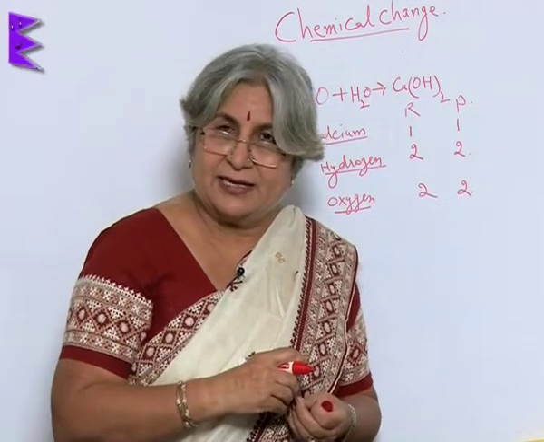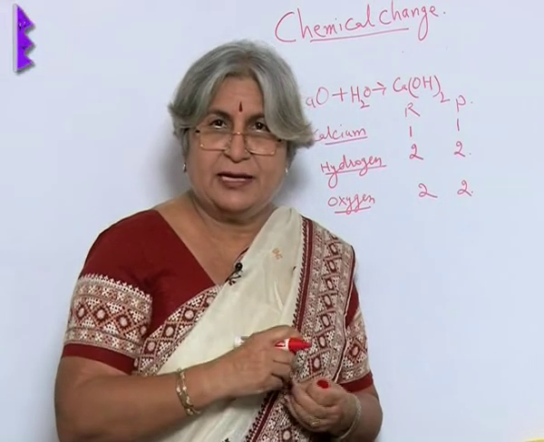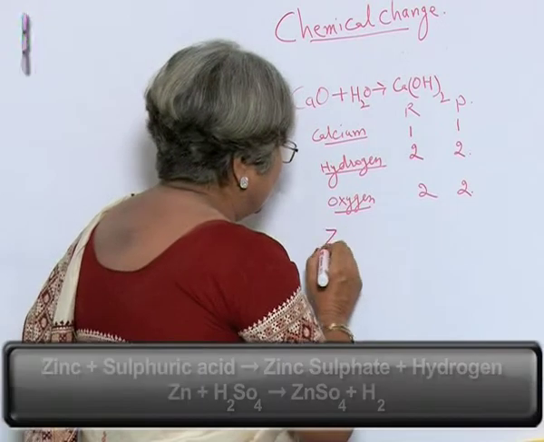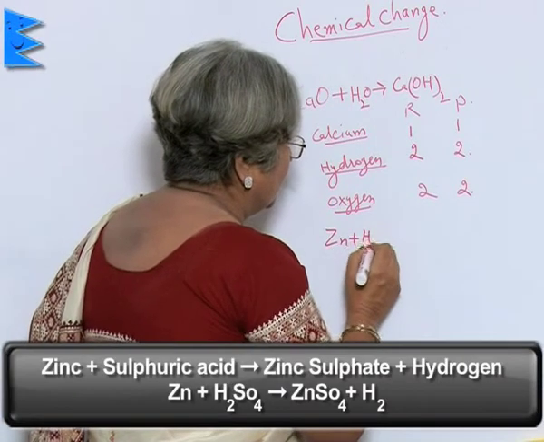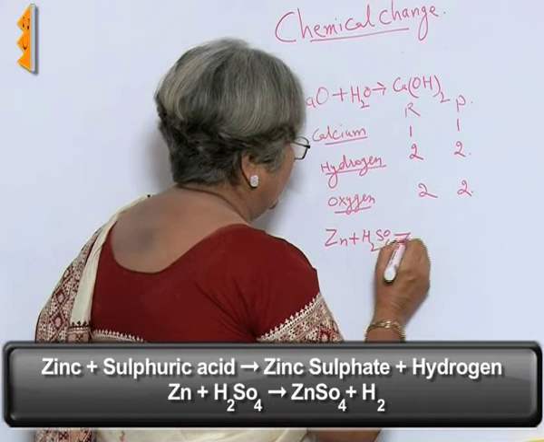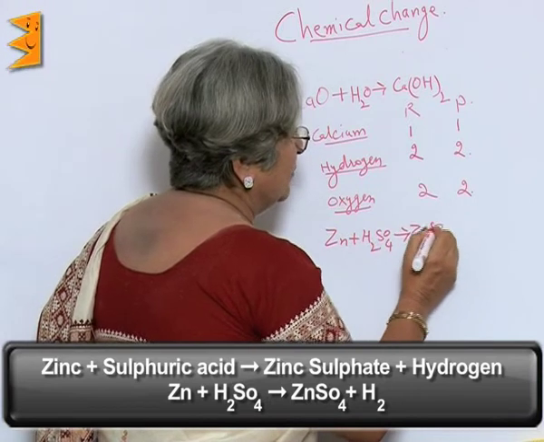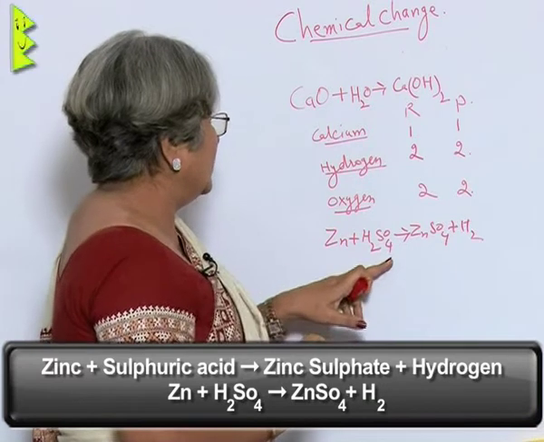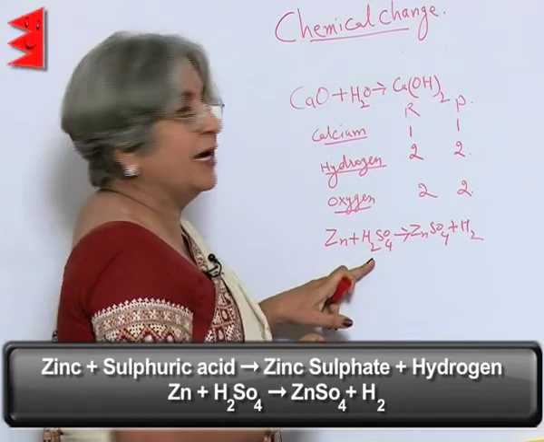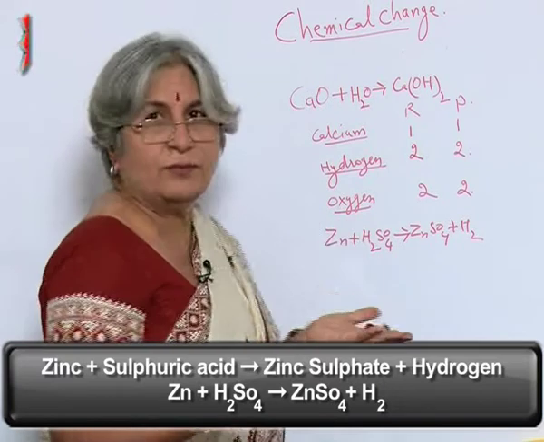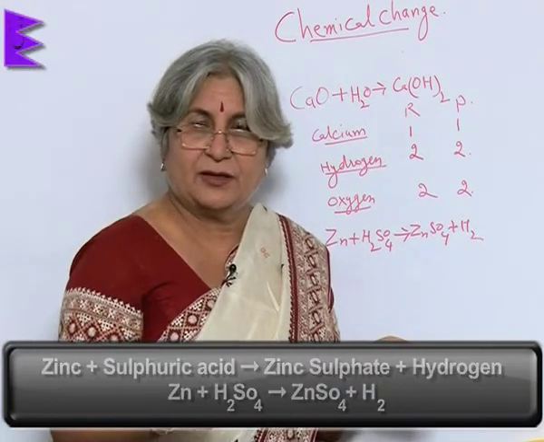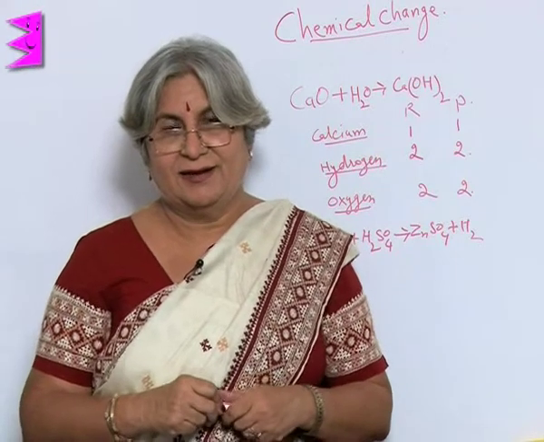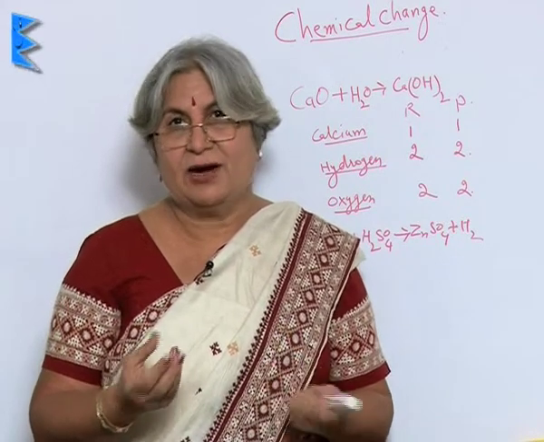Let us take another case. Instead of hydrochloric acid, if we pour sulfuric acid on zinc, then what happens? Zn plus H2SO4 gives ZnSO4 plus H2. The zinc has removed the hydrogen from the sulfate. So, no problem, it is balanced. But in all reactions, it does not happen like this. In many cases, they are not balanced.